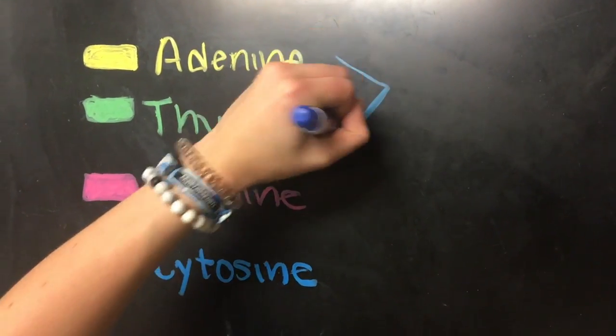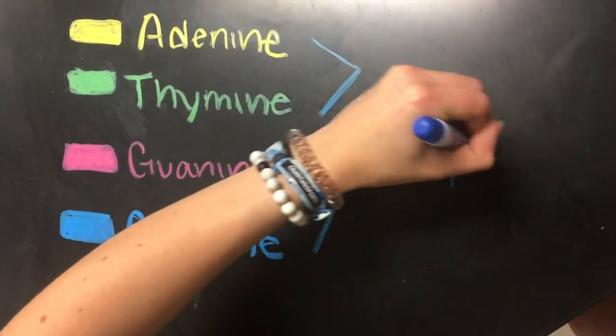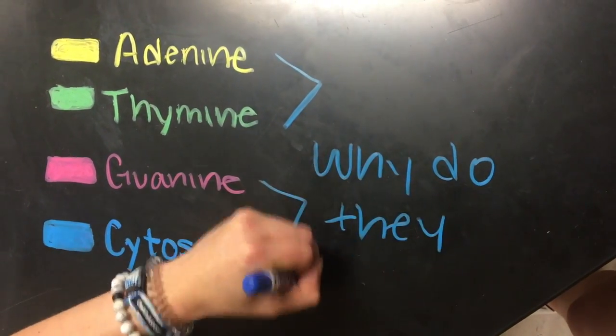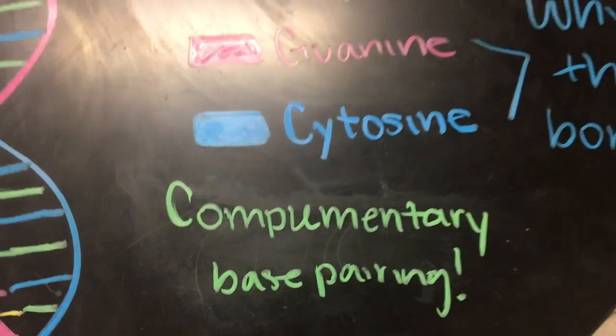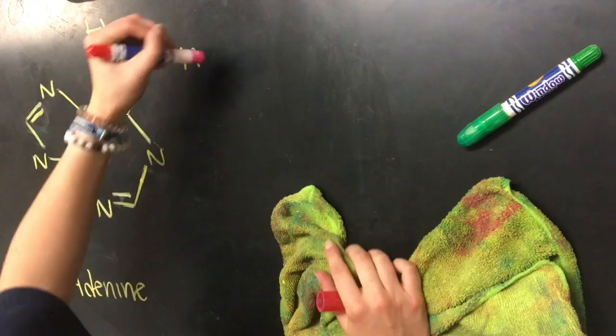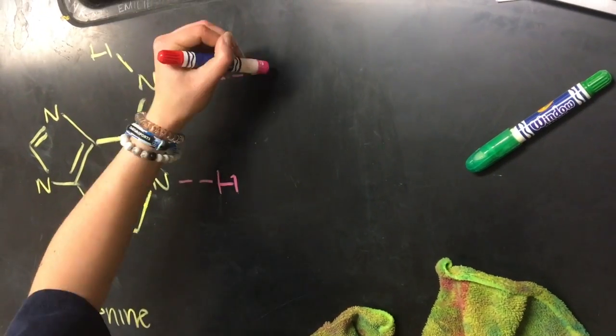The bases pair up with each other, adenine with thymine and guanine with cytosine. This is called complementary base pairing. What is complementary base pairing exactly?